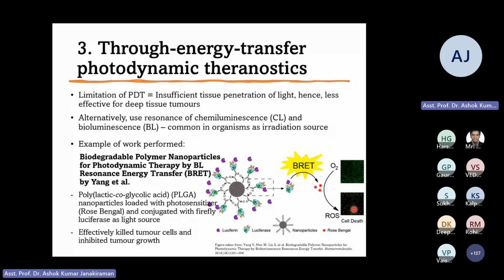It effectively kills the tumor cells and inhibits the tumor growth. I hope you understand the mechanism, how the energy transfer works. Okay, so this is bioluminescence resonance energy transfer. It's energy conversion from oxygen to ROS, then it causes the cell death.